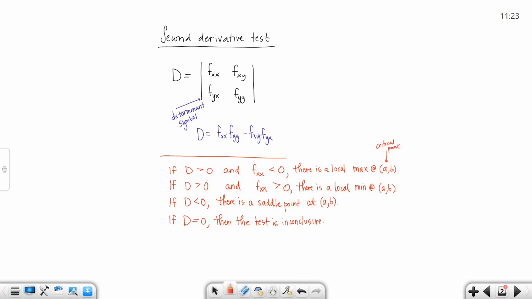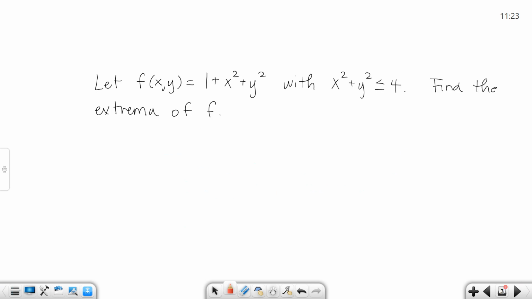So if D is positive and the second partial derivative fxx is less than 0, then you have a local max at the critical point. If D is positive and that same second derivative is greater than 0, you have a local min at the critical point. If D is less than 0, there's a saddle point, which of course is neither a max nor a min. And if D is 0, then the test is inconclusive.